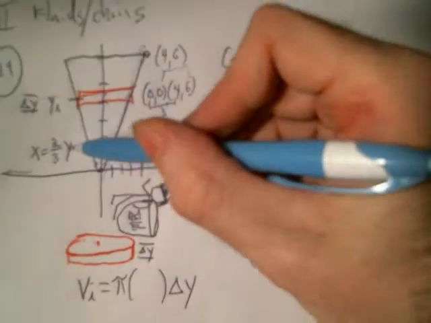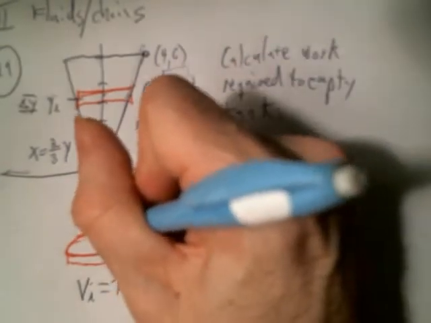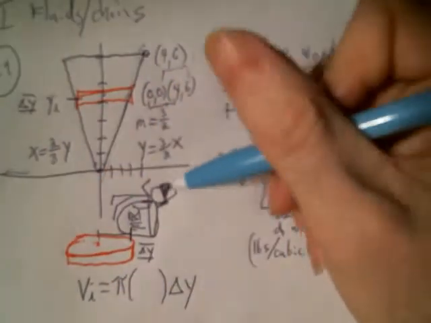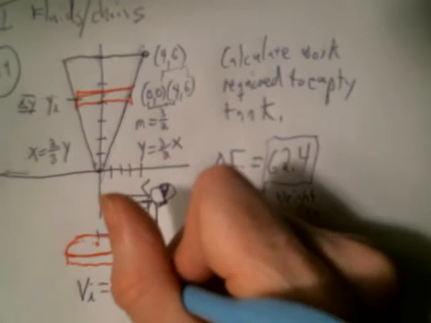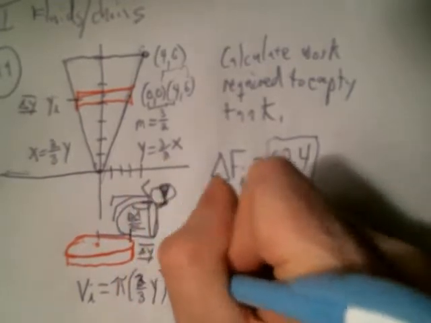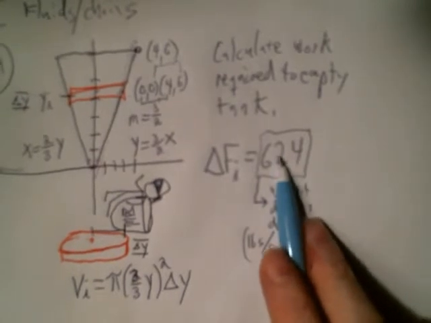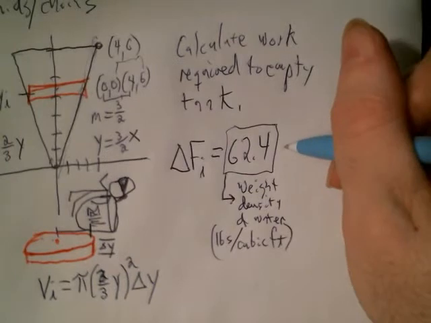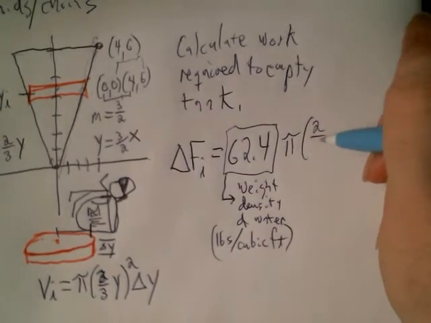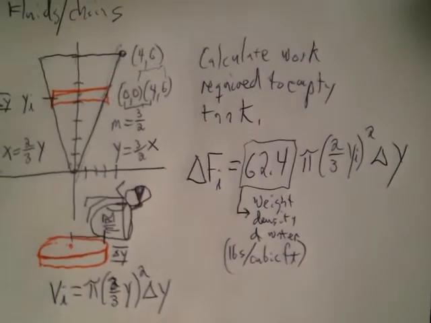Then that formula will give me the distance from here to here, which is really just the radius of that particular disk. So I have (2/3 y) squared, and that will be the volume I need to multiply by this in order to get the force required to move this particular disk. So it'd be 62.4 times pi times (2/3 y_i) squared times change in y.